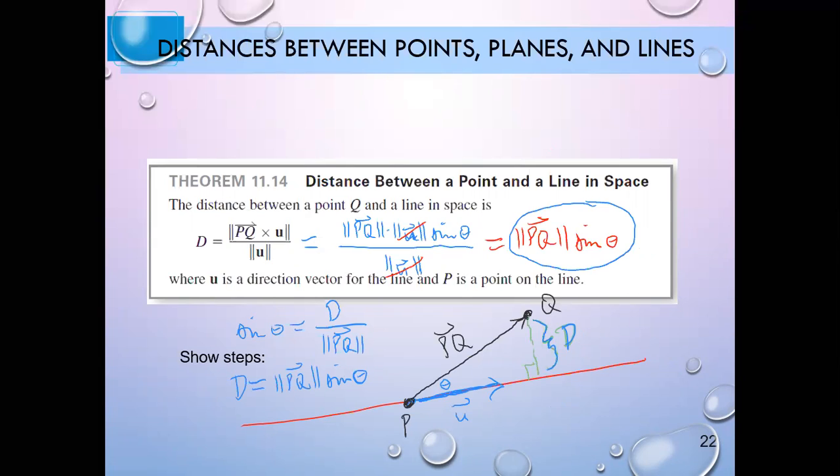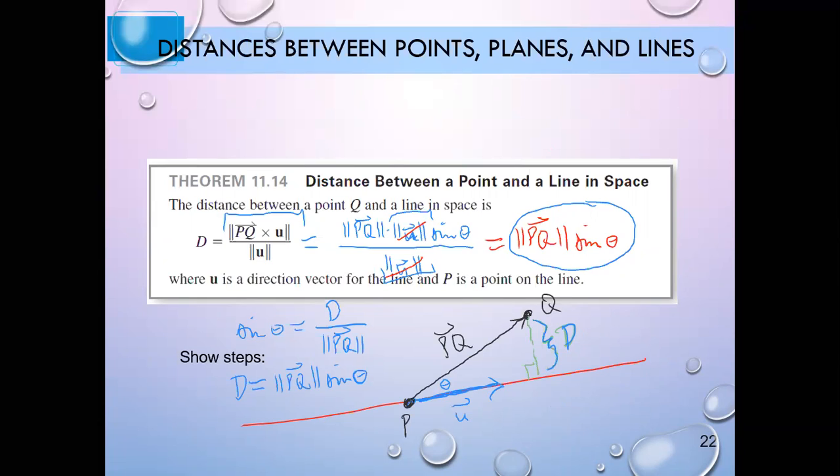Yeah? And then it's just a matter of making this more convenient for computation. So you multiply and divide by the length of u. Why? Because I want to see the length of the cross product fall out of this. Yes? So you compute the length of the cross product between PQ and the direction vector, and then you divide by the length of the direction vector, and you will have the distance, which I think is interesting for sure. Okay, any questions on that?